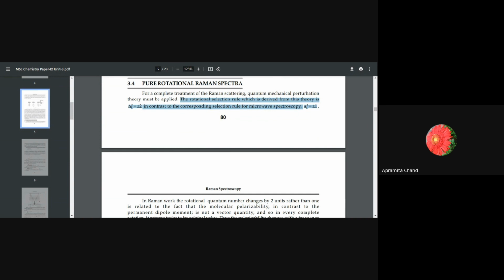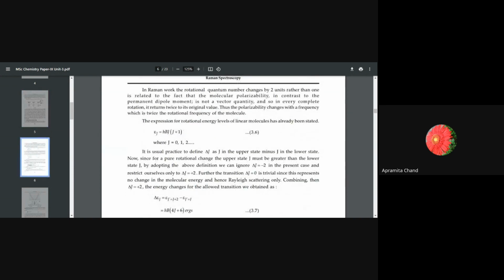But when it comes to Raman theory, the change in the rotational quantum number will always be 2. So delta J is equal to plus or minus 2. Okay, delta J is equal to plus or minus 2. And you can also read it from other sources.